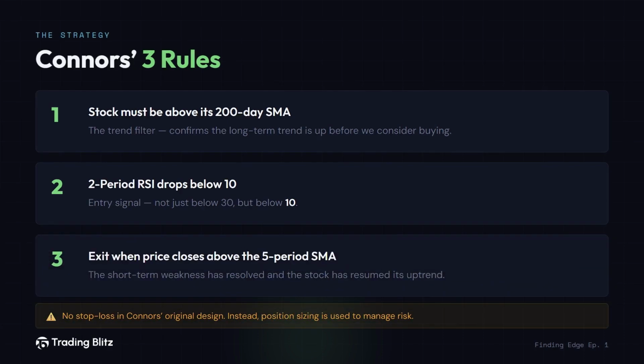And then rule number 3, this is the exit. You sell when the stock closes above its 5-day simple moving average, or SMA. It's important to note that this strategy does not use a stop loss for downside protection. In Connor's original design, risk management was handled through position sizing. He tested using stop loss orders and found that they actually hurt performance.